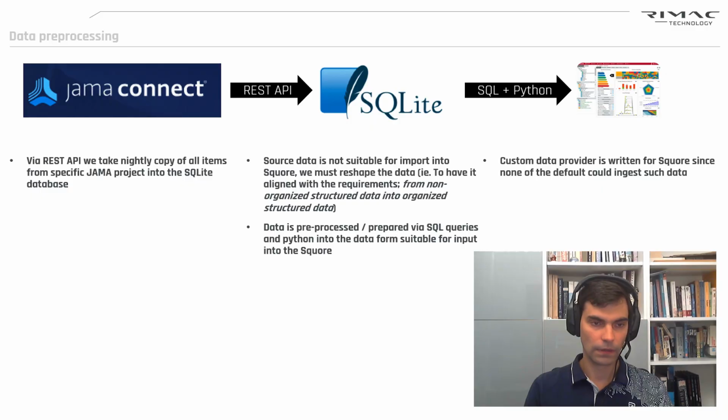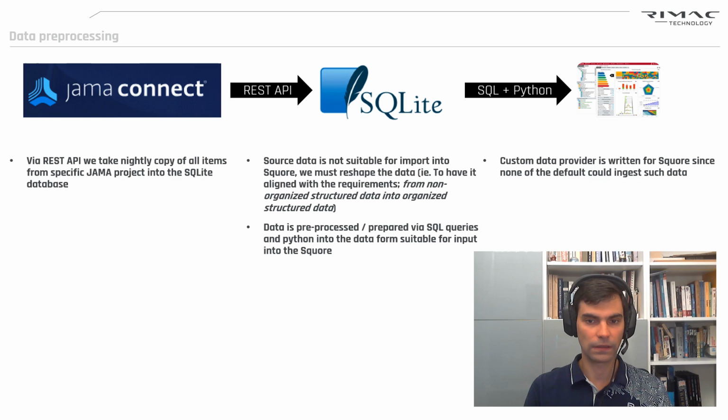It is not possible to directly import data from Jama into the Squore, so we have to do some pre-processing beforehand. The first step is to get data from Jama. This is done via REST API, where we take a nightly copy of all project items from the specific Jama project and save it into the SQLite database.